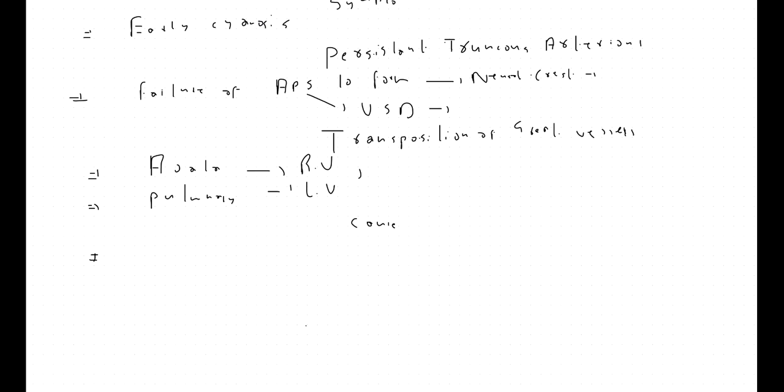Linear development of the aorticopulmonary septum. You know that the aorticopulmonary septum normally is what structure? Normally it's actually spiral in shape. If it is not spiral, that will lead to your transposition of great vessels. Okay, linear development of the APS.